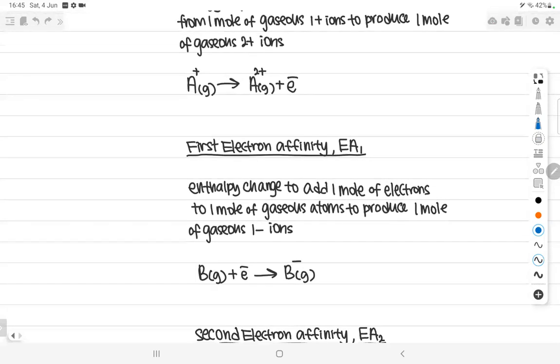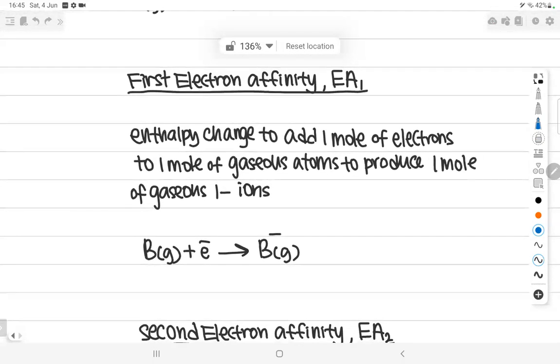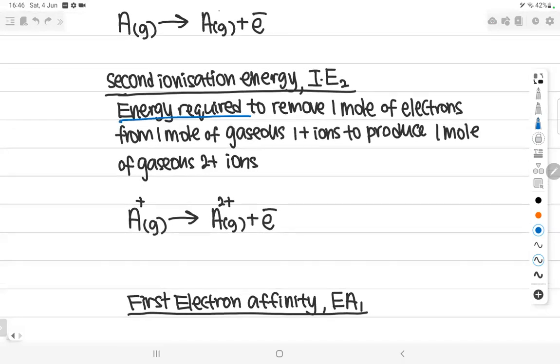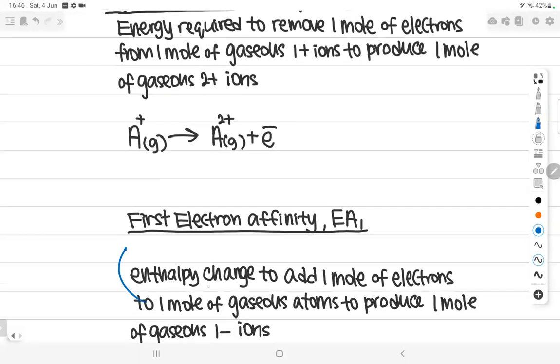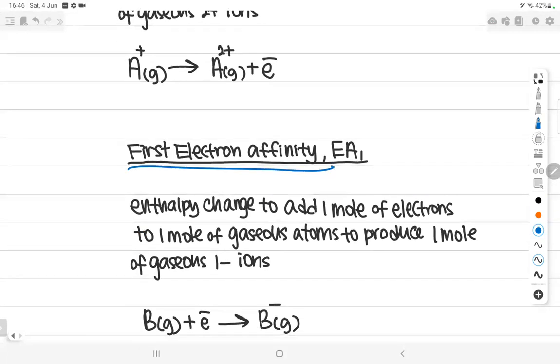So let's look at here, guys. What is first electron affinity? First electron affinity is the enthalpy change. Okay, we use the word enthalpy change. We don't use the word energy required. I will tell you guys why in a short while. I will explain why we don't use the word energy required, why we use the word enthalpy change, in a short while. So first electron affinity, we call it EA1, electron affinity, first one.